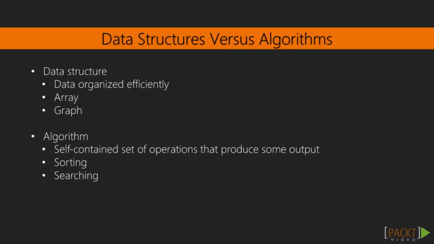A software data structure, as the words imply, is a way to organize data efficiently. An array, such as the one natively found in JavaScript, is a very good example of a data structure. An algorithm, on the other hand, is a self-contained set of operations that produce some output. For example, sorting an array of objects in a particular way.